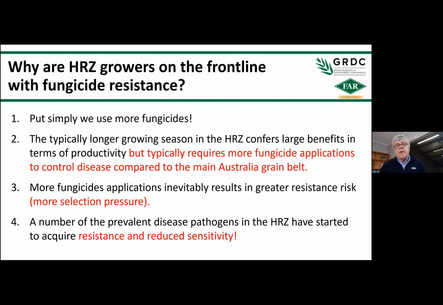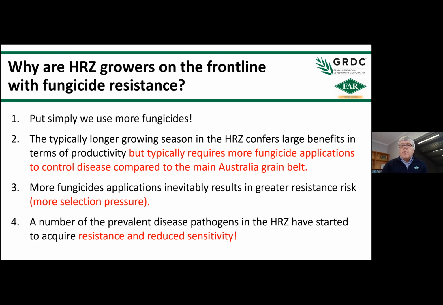So we apply more fungicides, and a number of the pathogens, not all the pathogens, but a number of the pathogens that are prevalent in the high rainfall zone are ones that we've started to note with the expertise of CCDM. We've started to note that they are beginning to show the signs of resistance. And I'm going to talk to you about both resistance and reduced sensitivity today, and I'm going to try and make clear the distinction between the two.